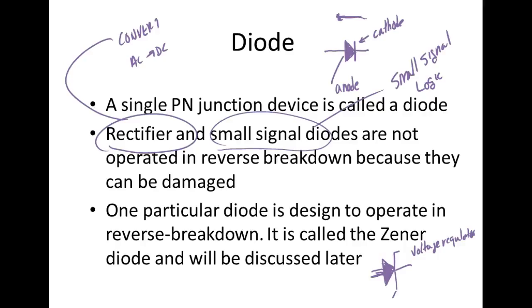So with the diode, we need to be able to identify the cathode and the anode. And what determines the size of the diode depends on how much current we're going to put through it. So we have extremely small diodes.